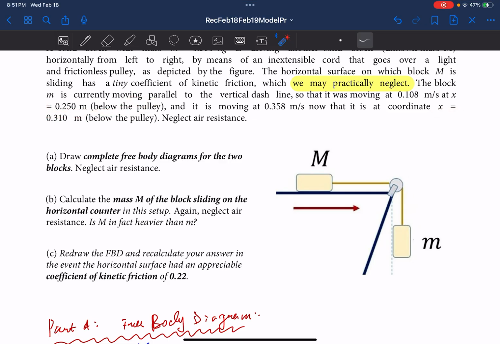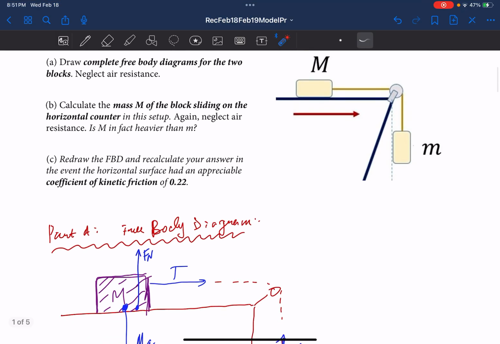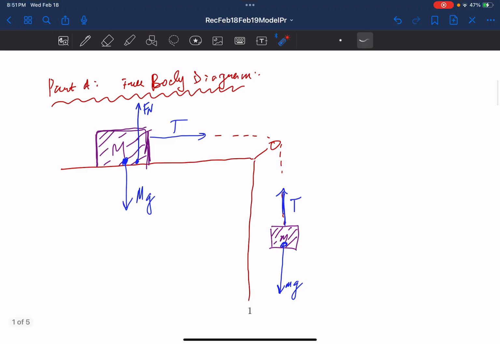Part A is asking us to draw a complete free body diagram of the two blocks and to neglect air resistance. And then part B is asking us to calculate the mass big M of the block sliding on the horizontal counter in the setup. Again, neglect air resistance. Is big M in fact heavier than little m? So we're not going to get to part C just yet. Let's dive into part A, where we look at the free body diagram.